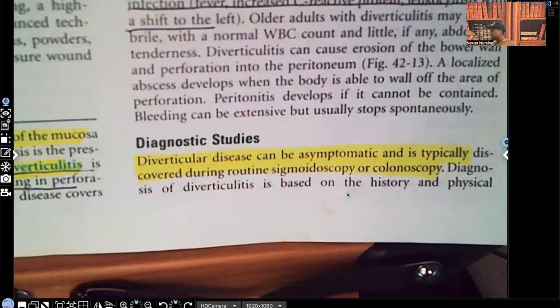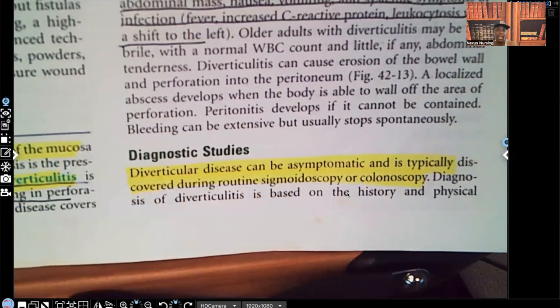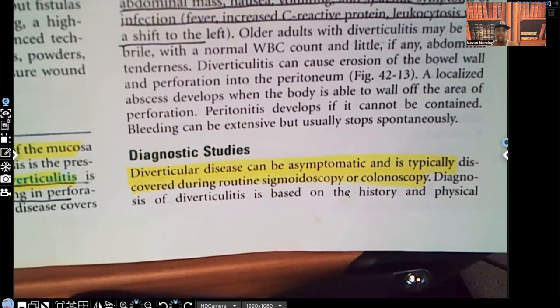Diagnostic studies. Diverticular disease can be asymptomatic, and like it said earlier, if it's diverticulosis, usually the patient's not going to have symptoms. So it can be symptomatic. It's typically discovered doing a routine sigmoidoscopy or a colonoscopy. So the person has it and they never know until they go get something like a colonoscopy done and it's discovered that they have diverticulosis.